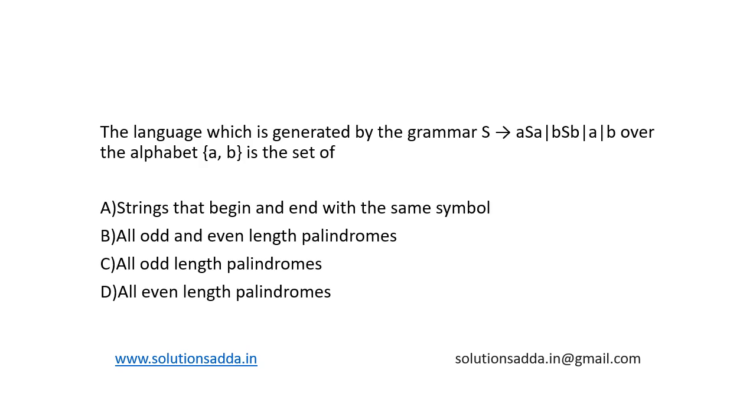This is a previous year ISRO question. Which of the following is true? The language which is generated by the grammar S derives ASA or BSB or A or B over the alphabet {A, B} is the set of which of the following? Let's see the strings which are generated by the grammar. The minimum length strings that are generated are A and B, and we cannot generate AA or BB. So the next minimum length strings are AAA, BBB, BAB, ABA.